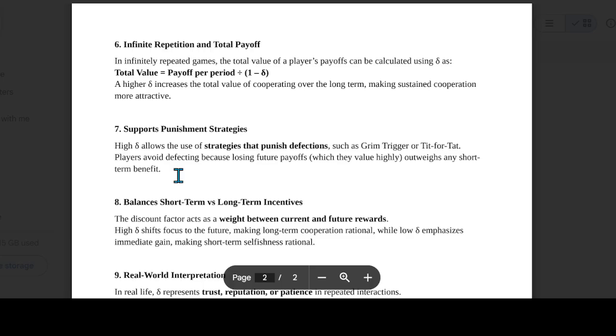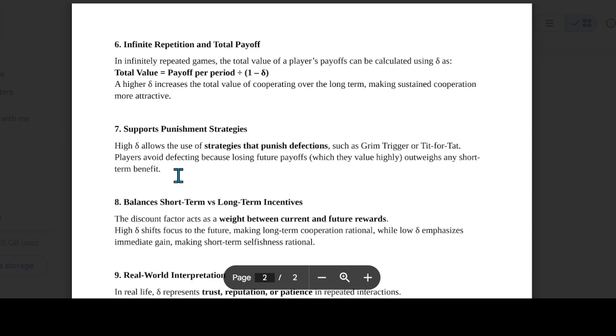So if the game goes on forever, ठीक है, so the payoff of each round, total payoff का value is basically payoff of each round divided by one minus the discount factor. ठीक है, एक formula, you have to explain that. That is the sixth point.